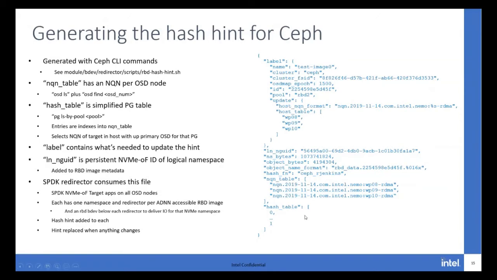Yes, basically every redirector in the OSD nodes will have this entire hint. Now, obviously, every RBD image in the same pool will have exactly the same hash table and exactly the same NQN list. But this is the whole thing: the basic guiding principle of ADNN is loose coupling. They'll do their best to get accurate placement information, but if they don't, it needs to work anyway. So that means all the redirectors in the OSD nodes send the entire thing.